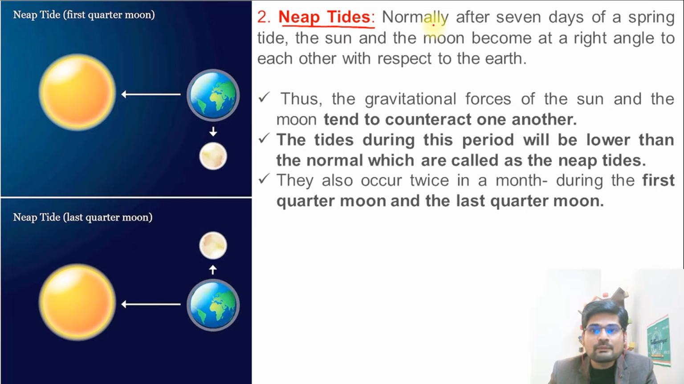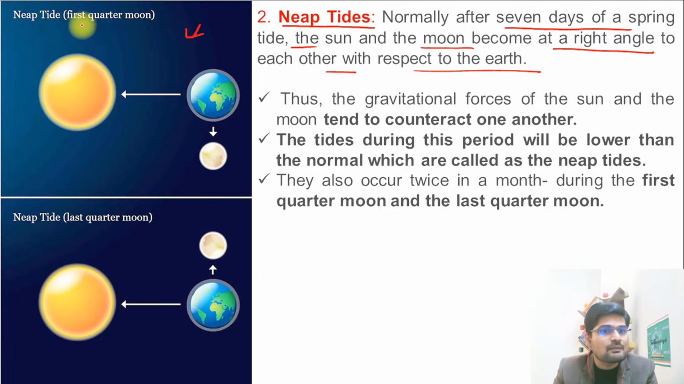Now remember, Neap tide occurs normally after 7 days of a spring tide. The sun and the moon become at right angle to each other with respect to earth. So if you look into this image, what is happening in the first quarter? Sun is here, moon is here and earth is here. Now if you see, gravitational force is now divided between moon and sun. It is at almost 90 degrees, right? So what happens? The gravitational forces of the sun and moon tend to counteract.